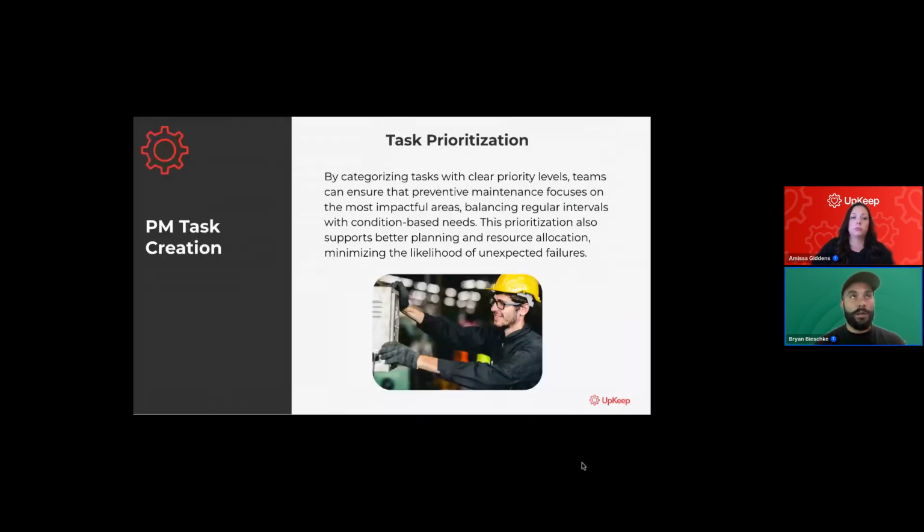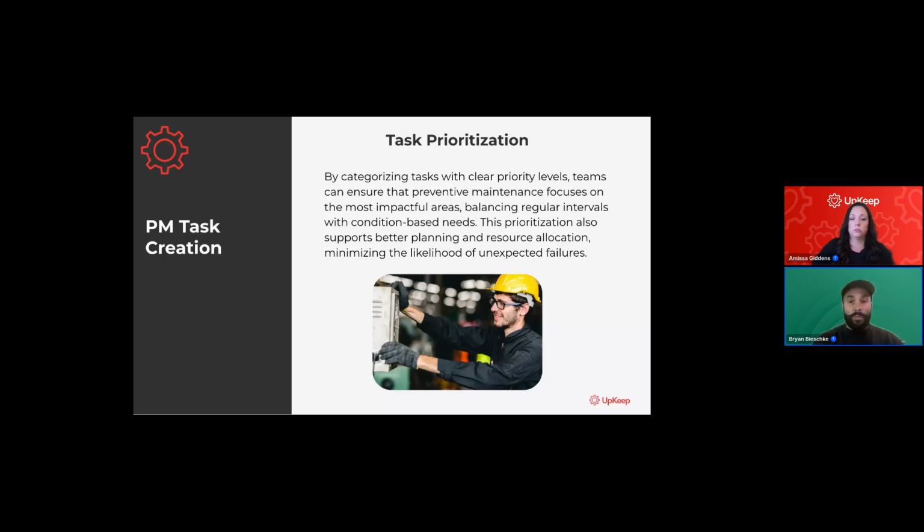All right, how do we break this up? How do we prioritize tasks, right? By categorizing tasks with clear priority levels, teams can ensure the preventive maintenance focuses on the most impactful areas. We want to balance regular intervals with condition-based needs. This prioritization also supports better planning, resource allocation, and minimizes likelihood of failure.